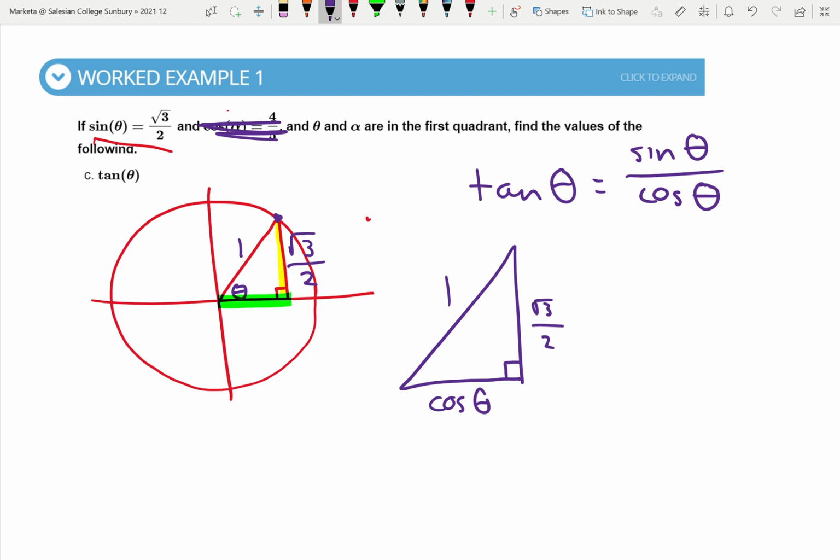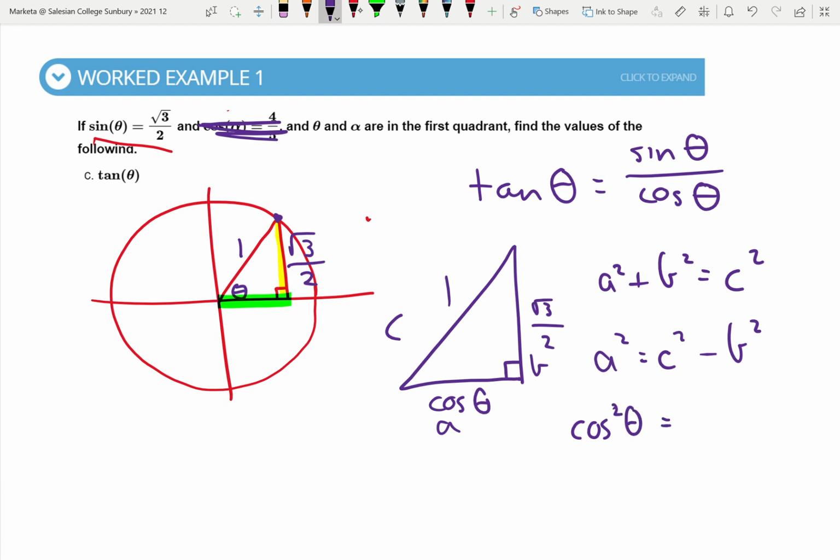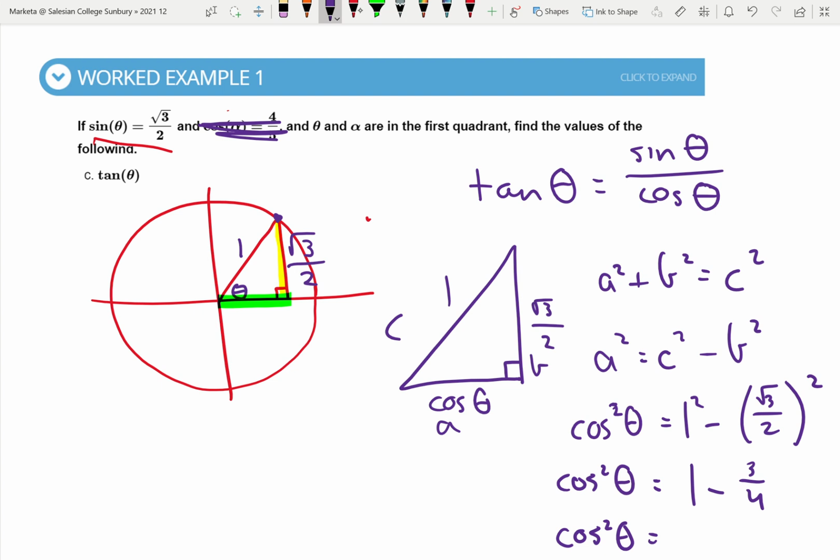So we can say that this is Pythagoras, a squared plus b squared equals c squared. We've got c, we've got b, let's find a. So a squared equals c squared minus b squared. Or actually cos squared theta. The way we write cos theta squared is like this, with the square in between. c squared is 1 squared minus root 3 on 2 squared. So we get cos squared theta equals 1 minus 3/4, and that's cos squared theta equals 1/4.